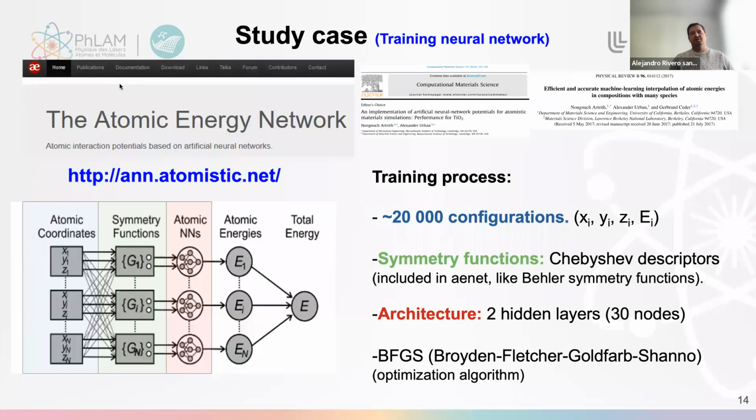And for the training of the neural network, we use the Atomic Energy Network open source software, which is available at this address. We use the Chebyshev descriptor as the symmetry function, which is included in the ANET software, but is very similar to the Behler symmetry function. The architecture of the neural network that we used was 2 hidden layers with 30 nodes each, and the optimization algorithm is the BFGS algorithm.